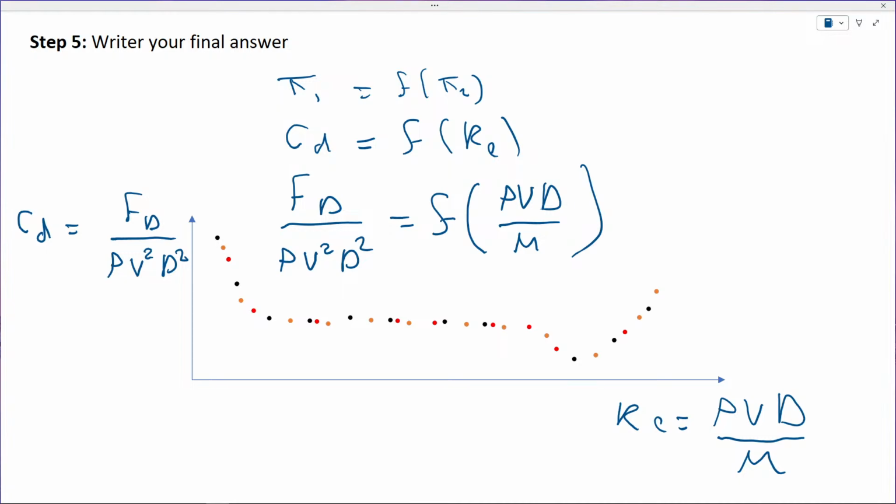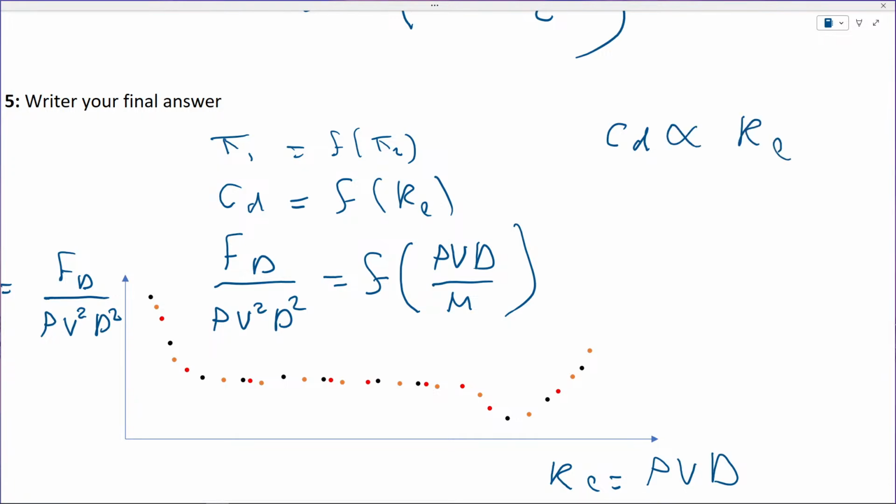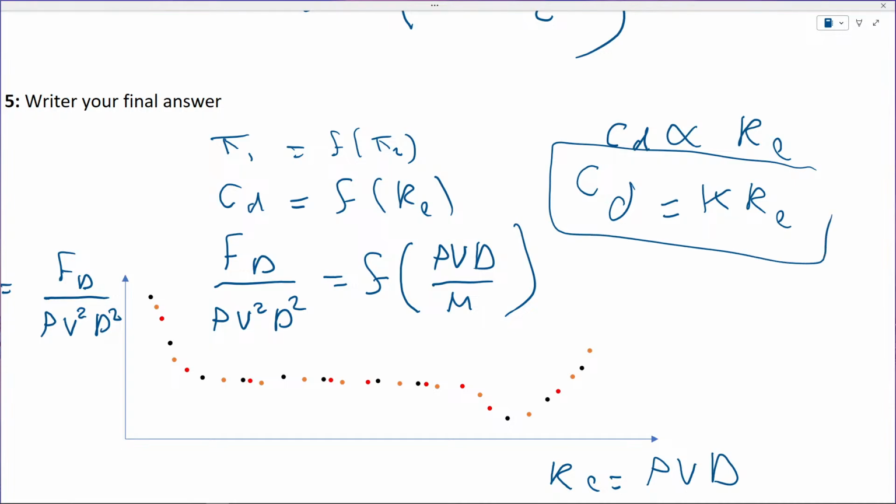How could I find this constant? Remember, all I'm saying here is that CD is proportional to Re, as we did before. To get rid of this proportionality, I can say CD is equal to some constant times Re. Then for each regime you can find this proportionality constant, and you will have a different equation, whether it is laminar or turbulent, and so on and so forth.